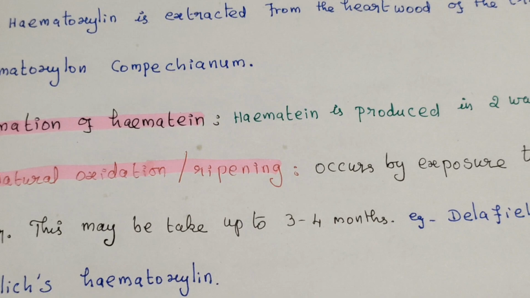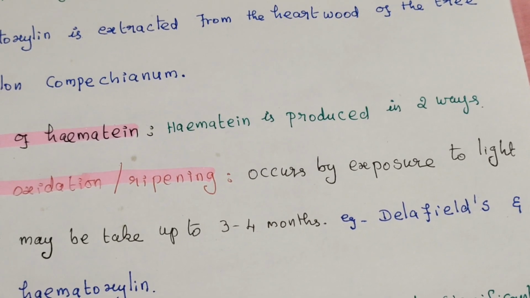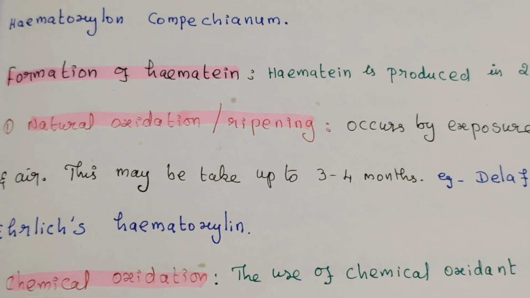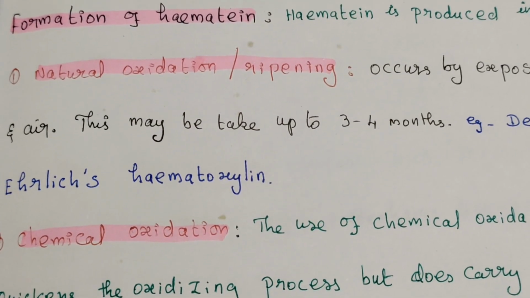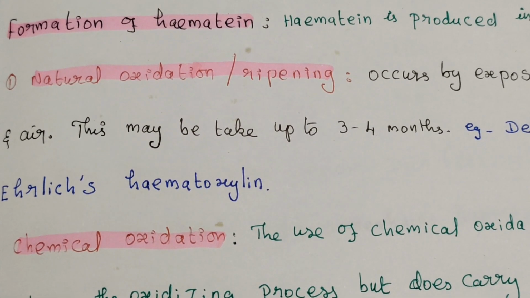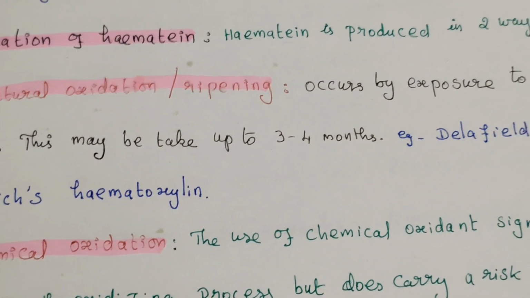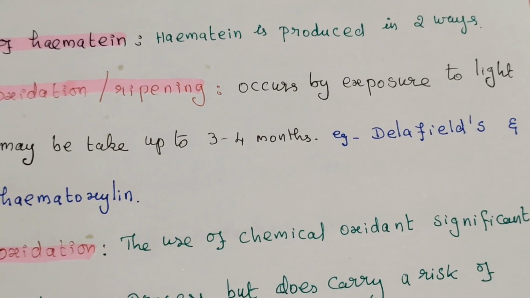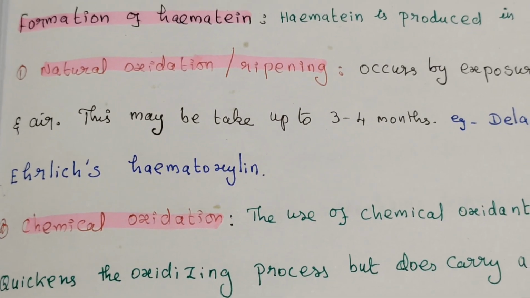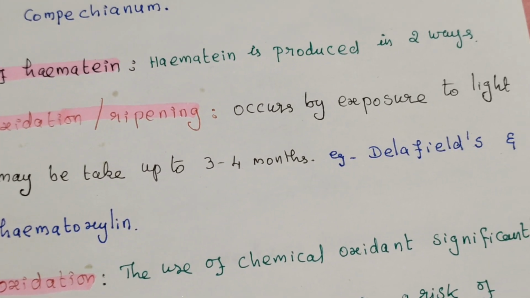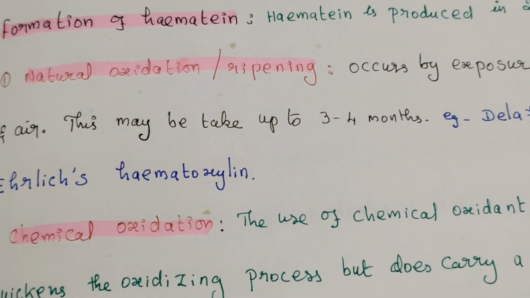Next, formation of hematein. Hematein is produced in two ways. The first one is natural, and the other one is chemical. In the natural oxidation or ripening method, the formation occurs by exposure to light and air.